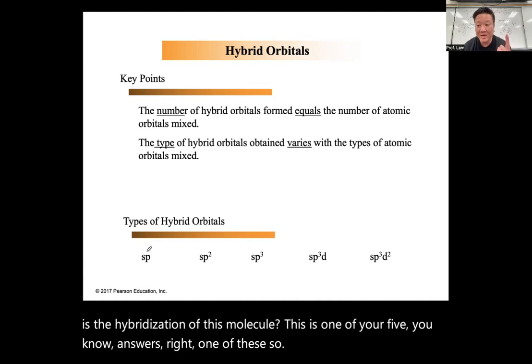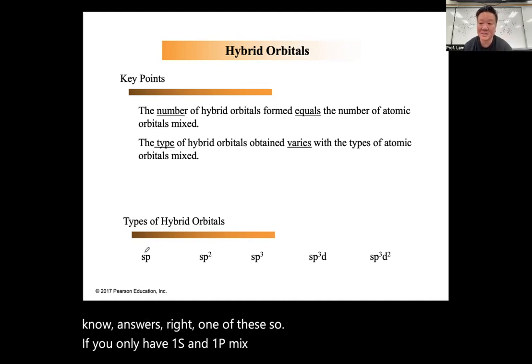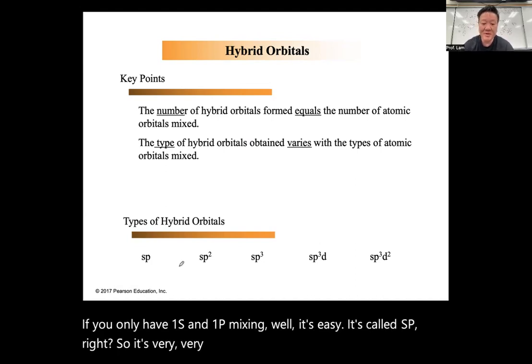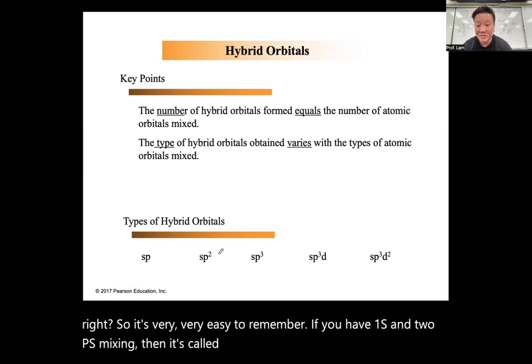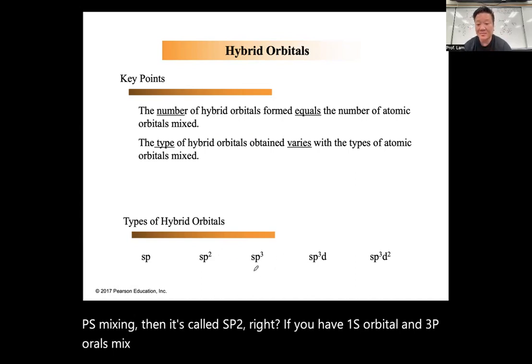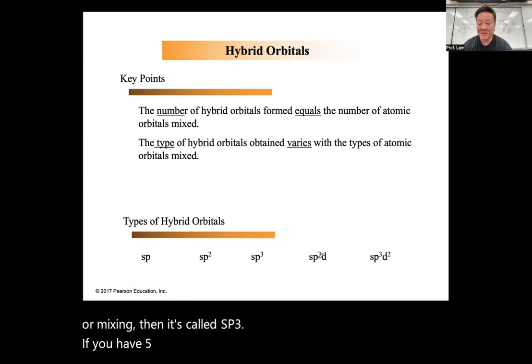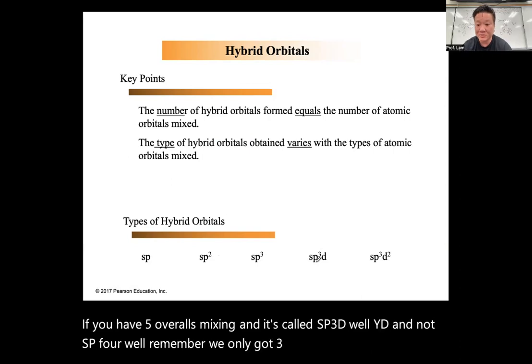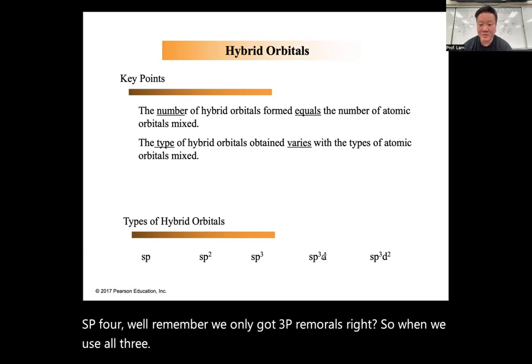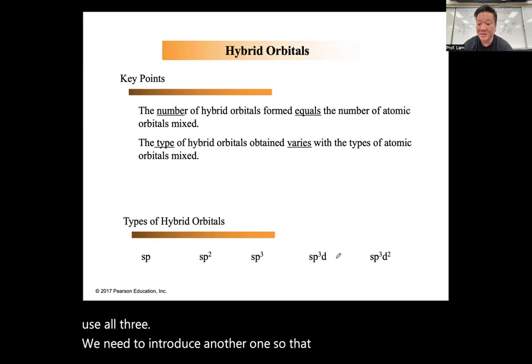So if you only have one s and one p mixing, well, it's easy. It's called sp, right? So it's very, very easy to remember. If you have one s and two p's mixing, then it's called sp2, right? If you have one s orbital and three p orbitals mixing, then it's called sp3. If you have five orbitals mixing, then it's called sp3d. Well, why d and not sp4? Well, remember, we only got three p orbitals, right? So when we use all three, we need to introduce another one. So that would be the d, so sp3d.